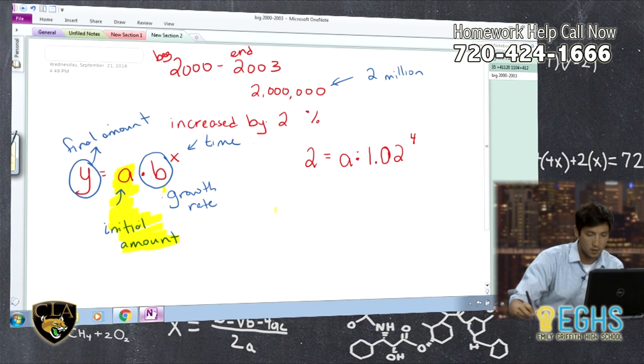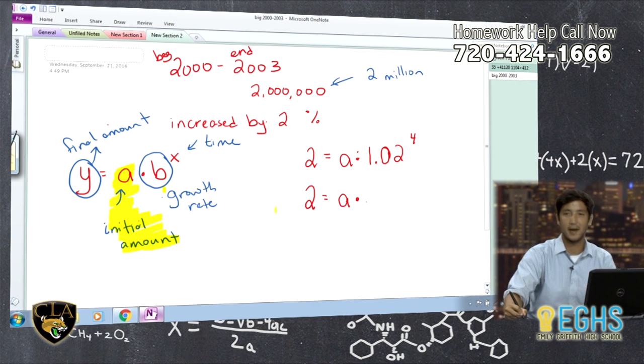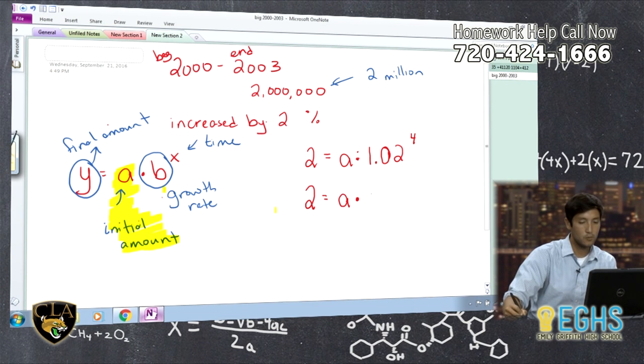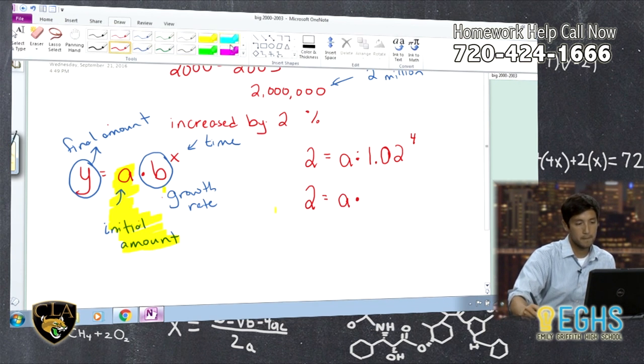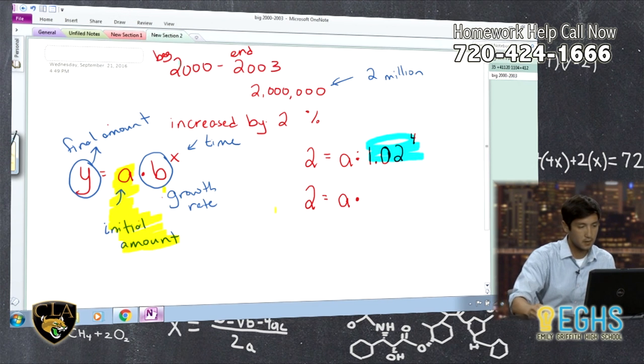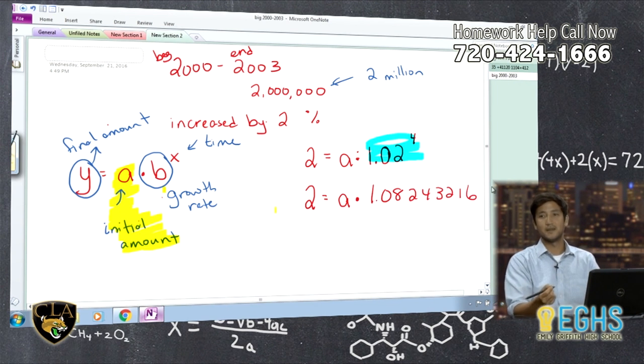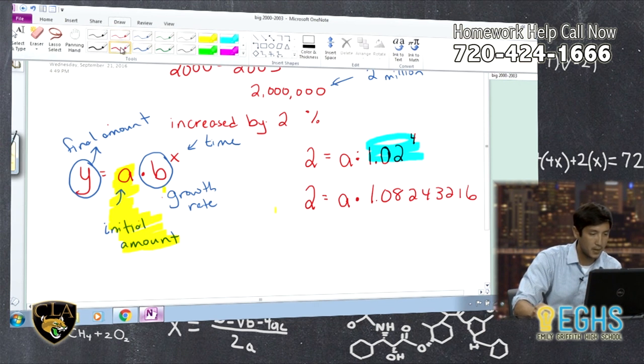Now, from here, we're just going to solve. And so, Becca, if you could help me out with the calculator. So 2 equals, and all I'm doing is simplifying this side of the equation. We don't really like to have exponents when we don't have to have them. So Becca did this on the calculator. 1.02 to the power of 4 is going to be this kind of big number here, 1.082432216. Now we have basically a simple equation to solve. 2 equals a times some number. So we're going to divide by that number.